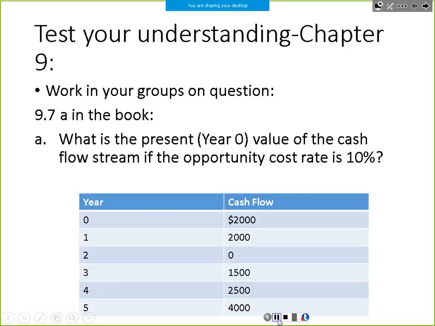Alright, so we're looking for the present value, right? 2,000. Oh, yeah, we have uneven cash flows. What is the present value of the cash flow stream if the opportunity cost is 10%? So, 2,000 times 10%. Now think about what we just learned about uneven cash flows. It's going to be different. So set up our timeline, based on the years.